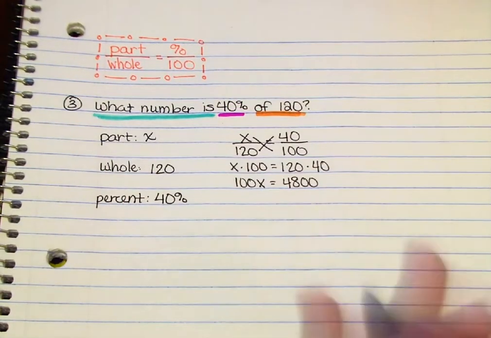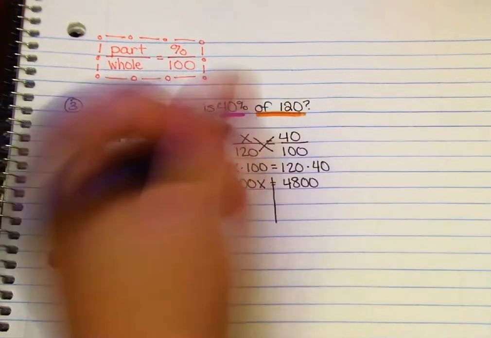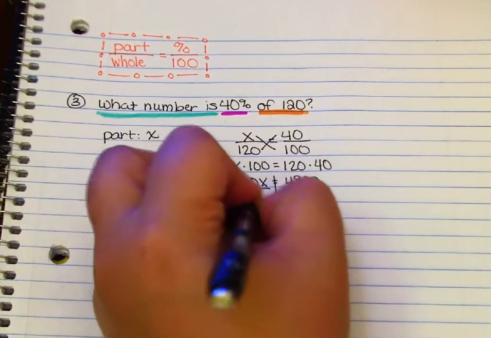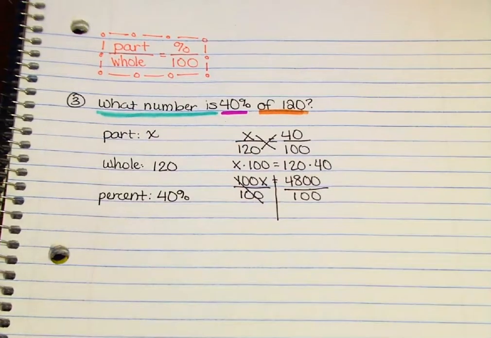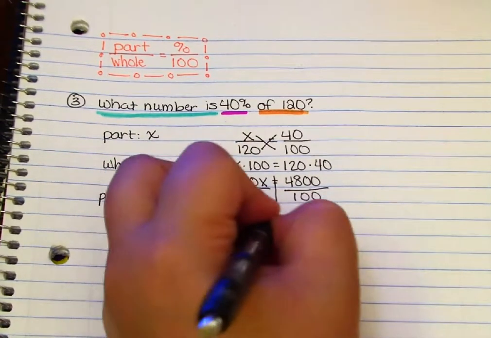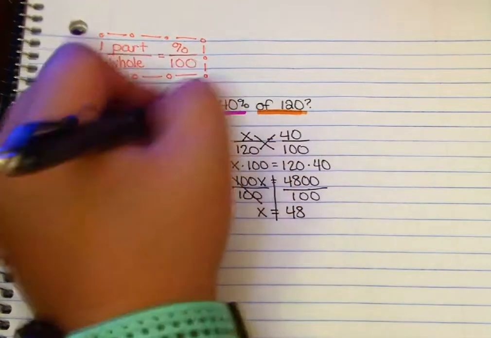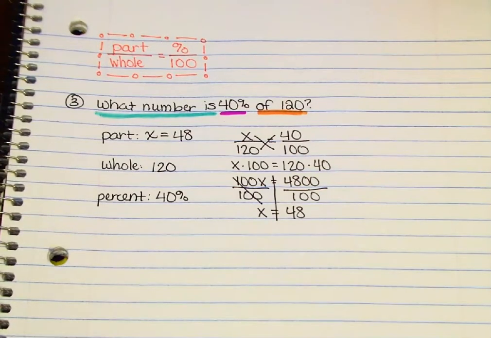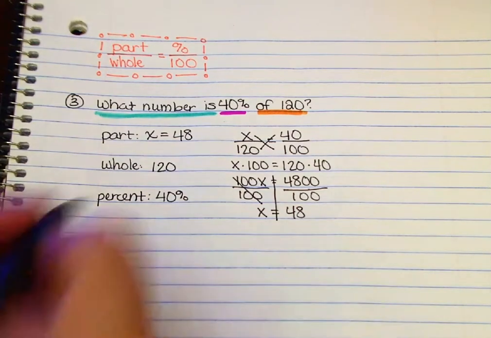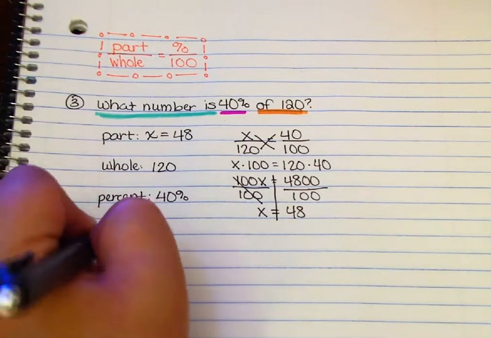Same thing. See how it looks exactly the same as the other ones? It's just the setup that's going to be different. So we're going to divide by 100. Dividing by 100, these reduce to 1, so we just have that X, and this becomes 48. So X equals 48, which means 48 is 40% of 120. Okay. I know we're getting the hang of this.